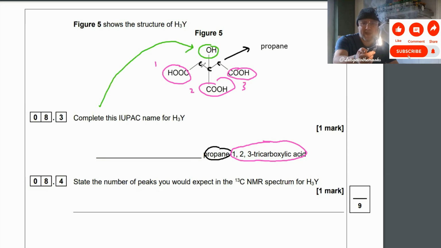So what's the bit we're missing? The bit that's incomplete, they haven't mentioned the hydroxide group. And which carbon does it come off of? It's the second carbon. So the name is 2-hydroxy-propane 1,2,3 carboxylic acid. Now 8.4 says state the number of peaks you would expect in the C13 NMR spectrum for H3Y. So let's get into it.